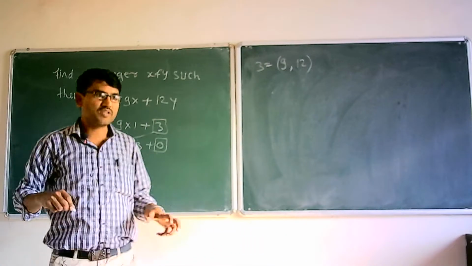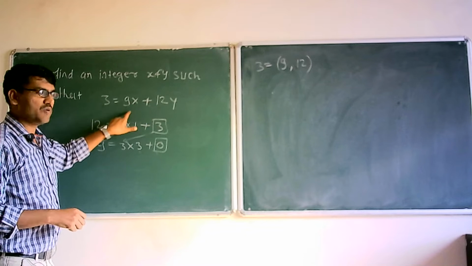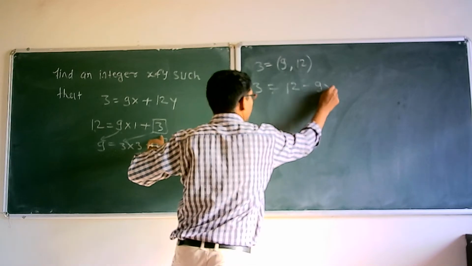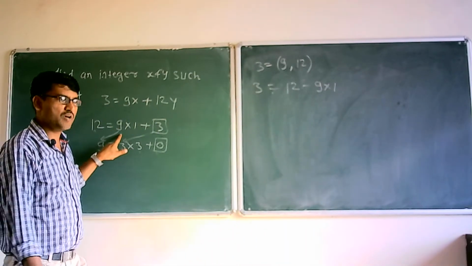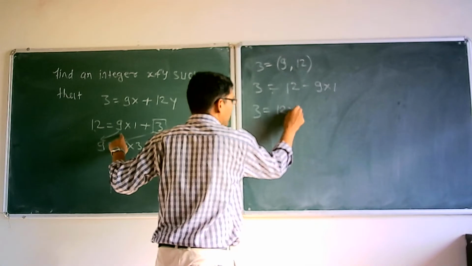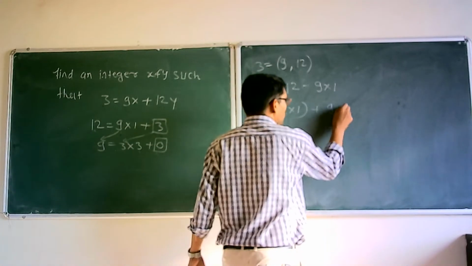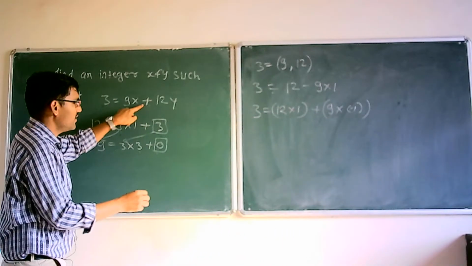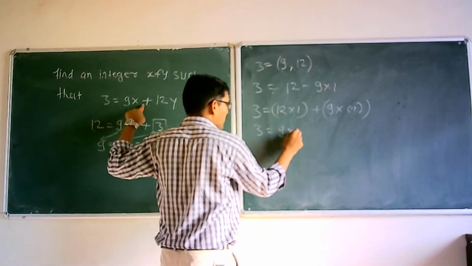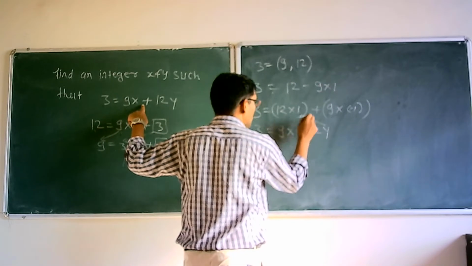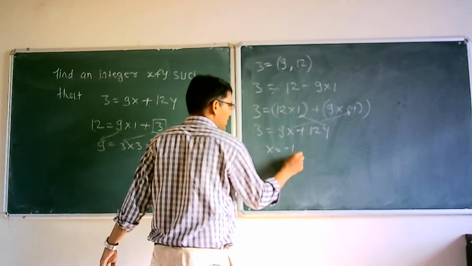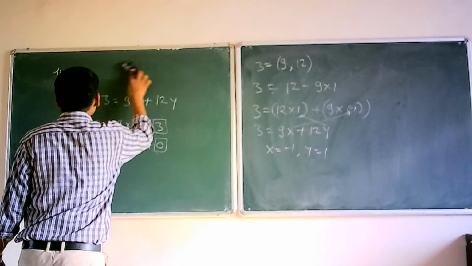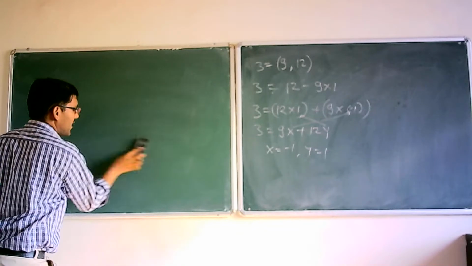Now we want to express this 3 as a linear combination of 9 and 12. So we can write 3 is equal to 12 minus 9 into 1. So 3 is equal to 12 into 1 plus 9 into minus 1. If you compare this with 3 is equal to 9x plus 12y, you will get y equal to 1 and x equal to minus 1. So this is the solution of x and y satisfying 3 is equal to 9x plus 12y.